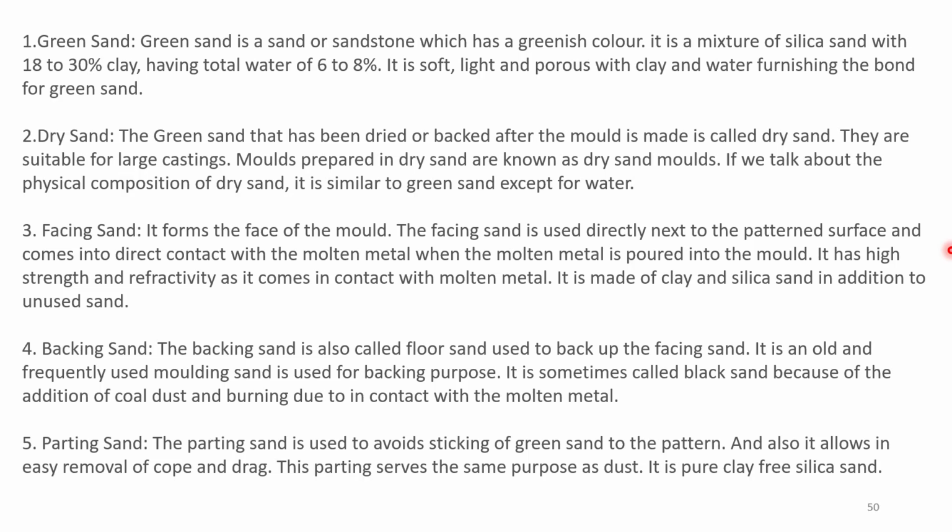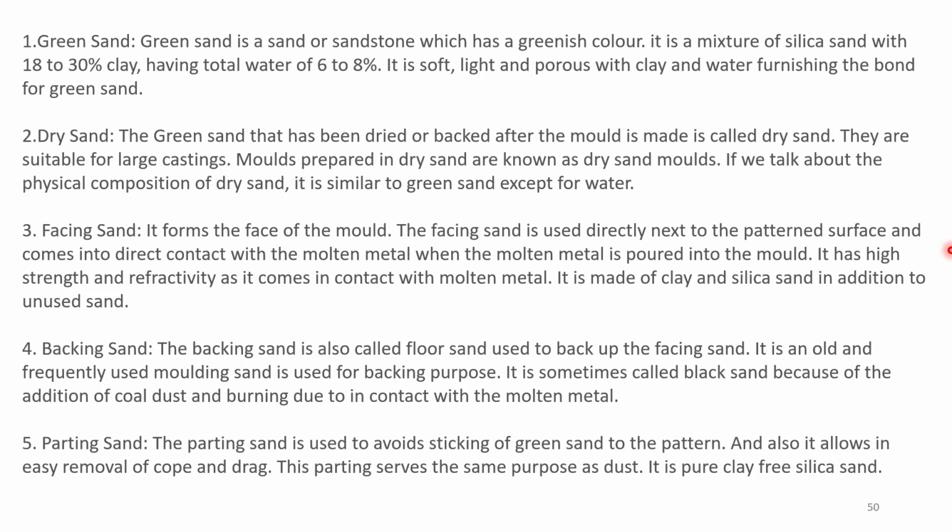So facing sand forms the face of the mold. When you put your pattern, between the pattern and your sand you will be putting facing sand. The facing sand is used directly next to the pattern surface and comes into direct contact with the molten metal when it is poured into the mold. It has high strength and refractoriness as it comes in contact with the molten metal, and it is made of clay and silica sand in addition to unused sand.